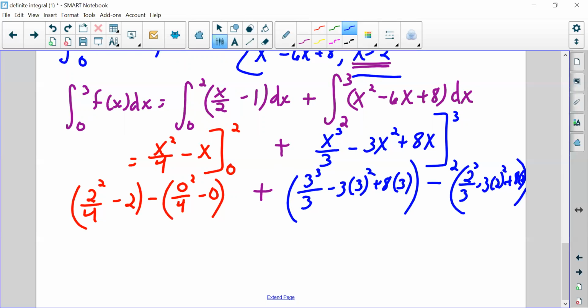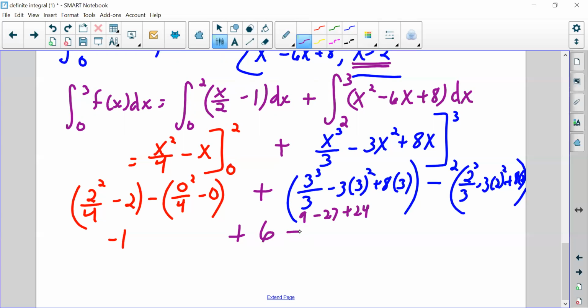All right. 2 squared is 4. 4 over 4 is 1. 1 minus 2 is -1. What does this parentheses simplify down to? 0. So that's easy. All right. How about this one? 27 over 3 is 9. 9 minus 3 times 9 is -27, plus 24. Okay, so that one's 6.